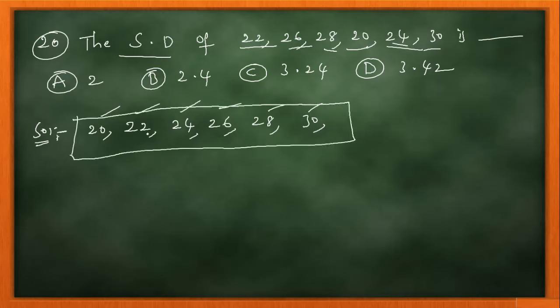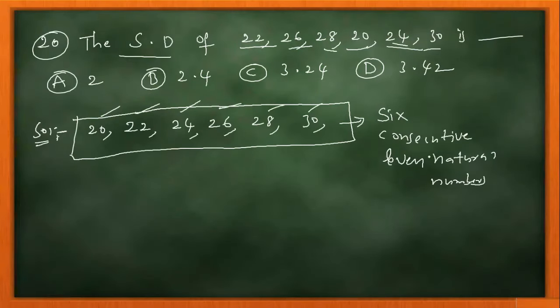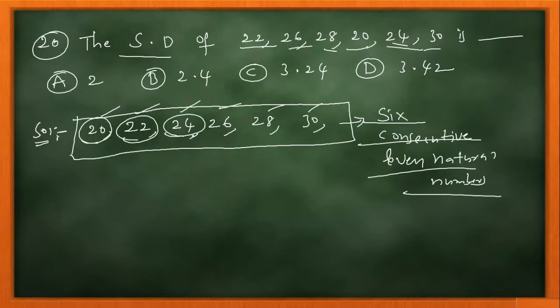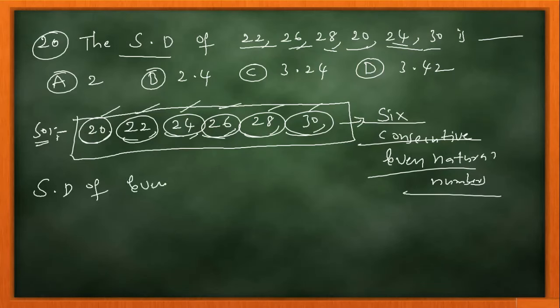What type of consecutive numbers? What do you notice here? All these six are consecutive even natural numbers. You just observe. All these numbers are consecutive even natural numbers or not? You can say yes. All these numbers are consecutive even natural numbers. So how to find the standard deviation of consecutive even natural numbers?